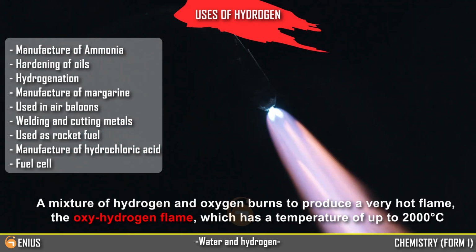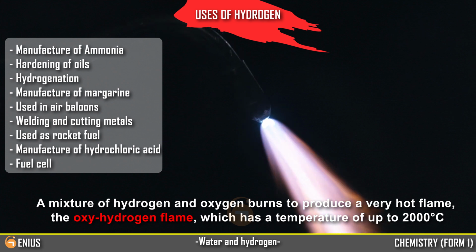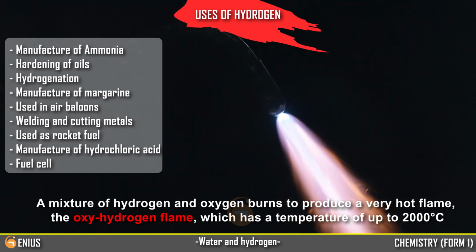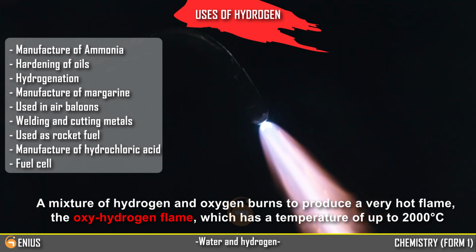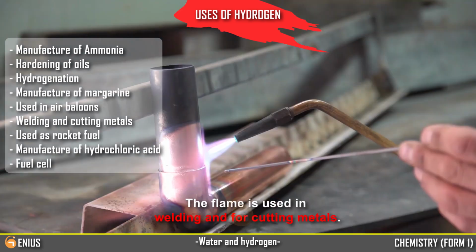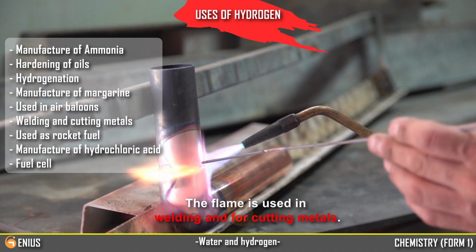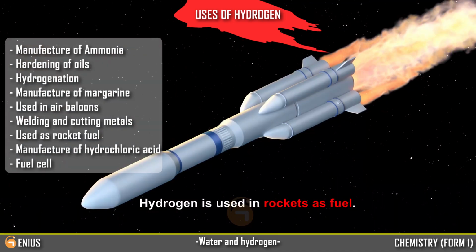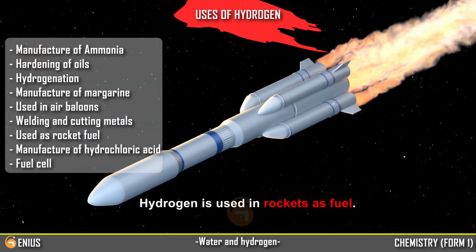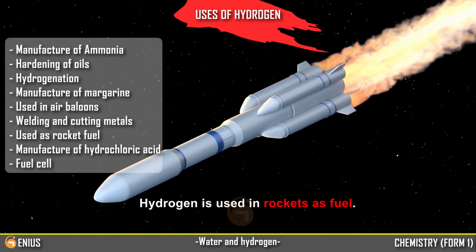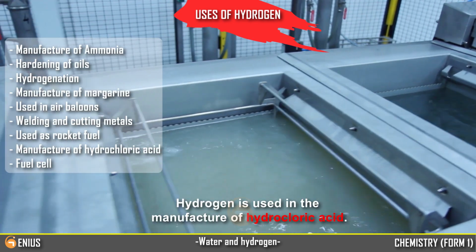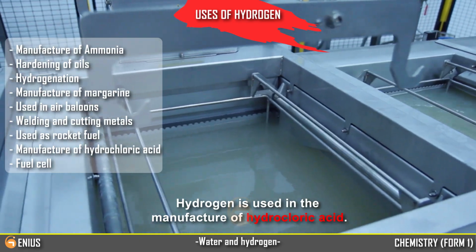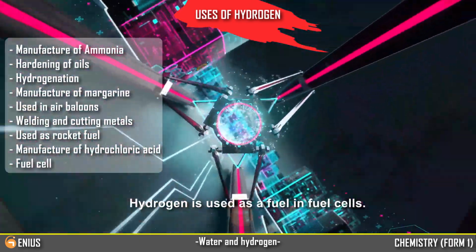A mixture of hydrogen and oxygen burns to produce a very hot flame, the oxyhydrogen flame, which has a temperature of up to 2000 degrees Celsius. The flame is used in welding and for cutting metals. Hydrogen is used in rockets as fuel. Hydrogen is used in the manufacture of hydrochloric acid. Hydrogen is used as a fuel in fuel cells.